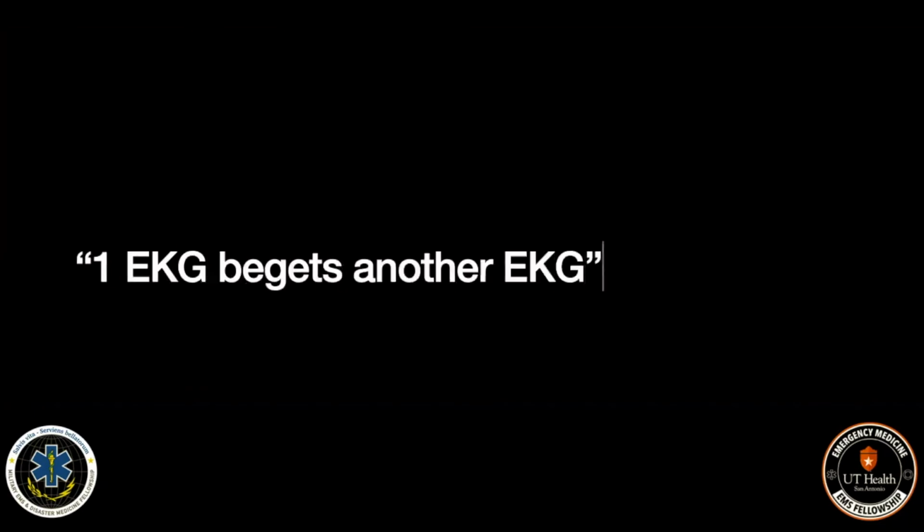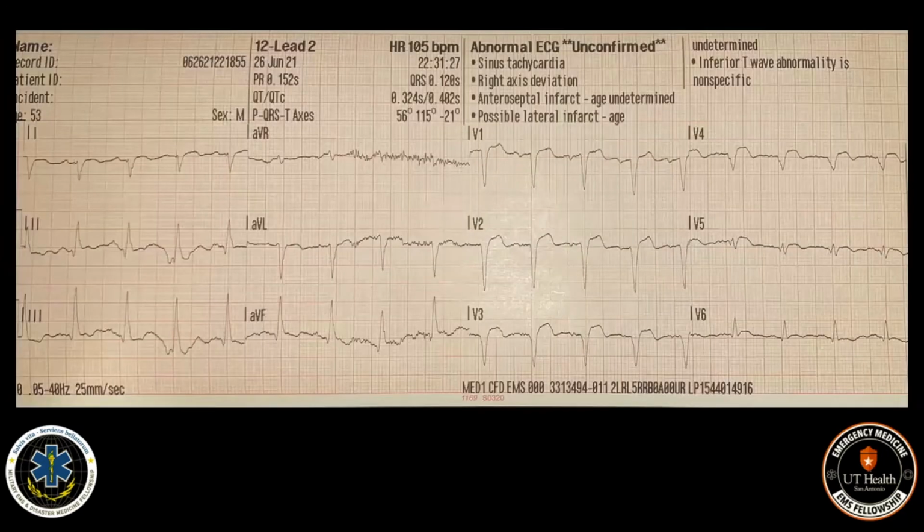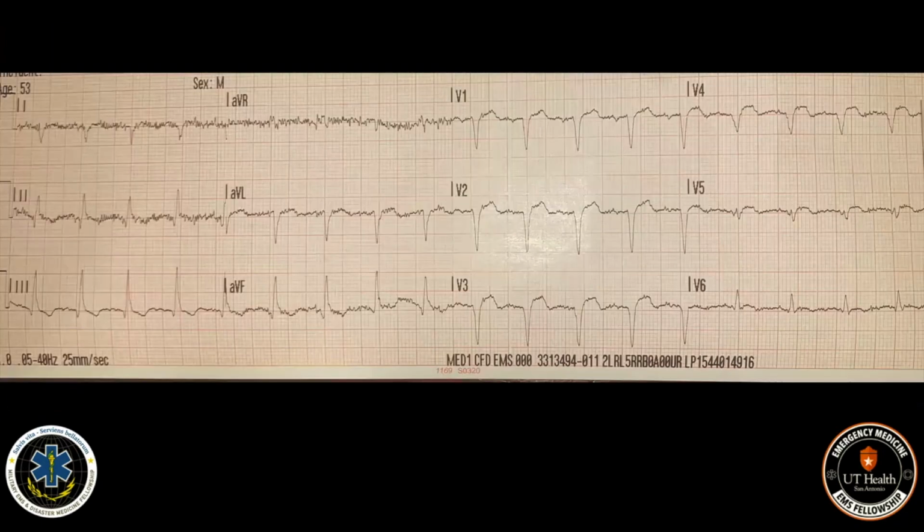But remember, one EKG begets another EKG. You will hear me say this many times. If you get one EKG, especially if it's concerning, get a second one. You're looking for dynamic changes. So this is the second one. If you notice, the STEMI alert is actually gone on this one. It's maybe reading the QRS a little bit long. And this is a third one taken a few minutes later. Every 5 minutes, when a patient's having chest pain, you should be taking an EKG and re-looking at it, examining it for any kind of changes.